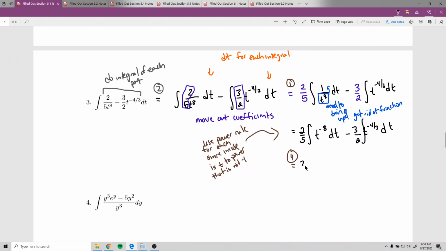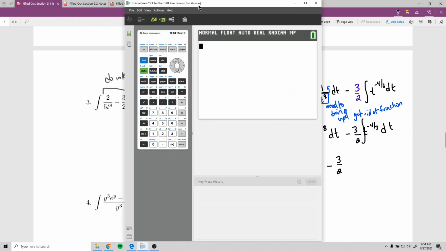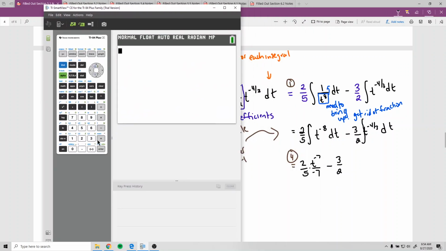All right, so we leave the 2 over 5 out front of the first one. Remember, we add 1 to the power. -8 plus 1 is -7. And we divide by the new power, -7, minus 3 over 2. Now, since this is a fraction, when we're adding 1, you had a lot of practice with subtracting 1. Adding 1 is the same idea, of course. But, just trying to do the first one in the calculator.